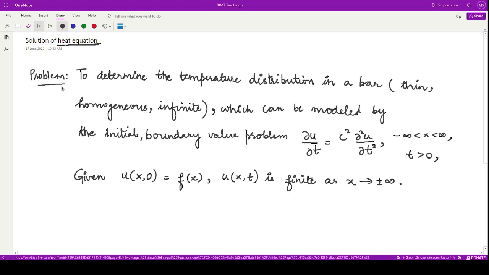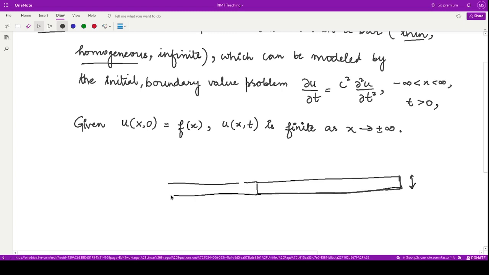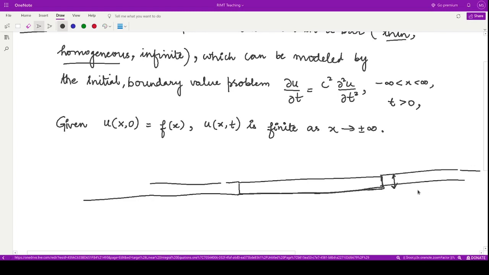So here the problem is that we are to determine the temperature distribution in a bar. So what are we given? We are given some bar, right, which is given to be very thin. So this thickness is very small. Moreover, it is homogeneous. That means all the properties are the same along this length, and moreover this bar is infinite. So that means it is extended to infinity in this direction also and in this direction also. We do not know where it ends, right?